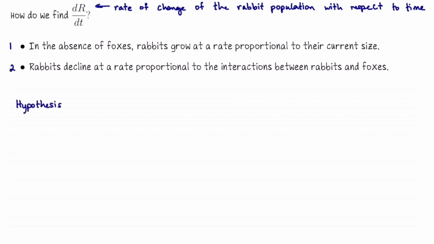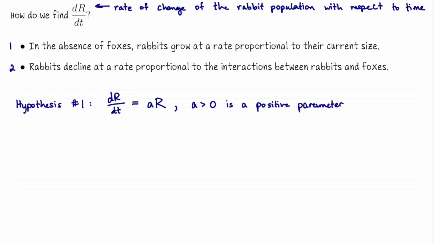Hypothesis number 1 tells us if there are no foxes, then dr dt is proportional to the current number of rabbits, the current population. So we can say dr dt is equal to a times r. Here, a is just a positive parameter. And we recognize that that's our growth number that's depending on the number of births and deaths, but we're assuming here that the rabbits are growing. So births minus deaths is some positive constant number a.